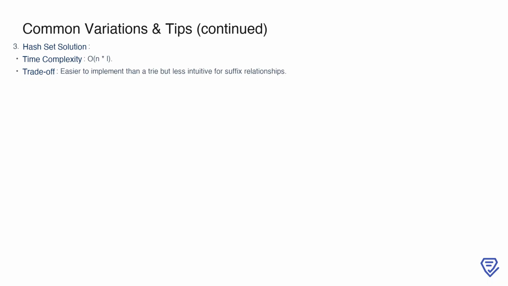Another effective approach to solving this problem is by using a hash set. This method also has a time complexity of O(n*L), similar to the tree-based solution. While it's generally easier to implement than a tree, it may be less intuitive when dealing with suffix relationships. That's because a hash set doesn't inherently provide the hierarchical structure that a tree does, which can make certain operations slightly less straightforward. However, for many use cases, the simplicity of a hash set makes it a practical and efficient choice. Ultimately, the best approach depends on your familiarity with these data structures and the specific constraints of the problem you're solving.